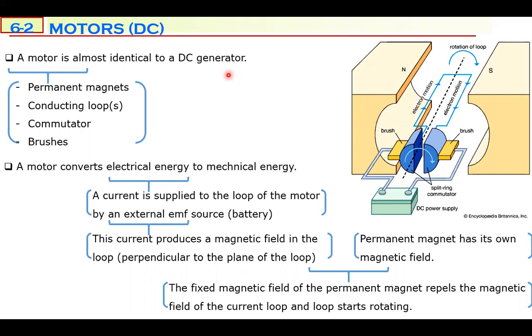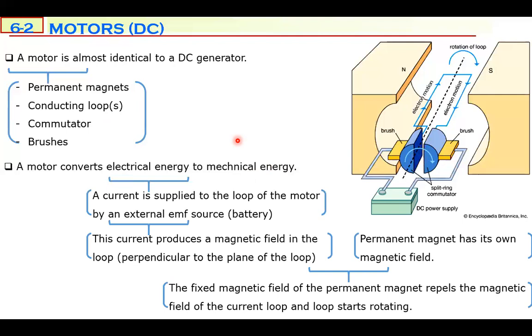The motor structure and the DC generator structure are identical. They have permanent magnets, yes. They have conducting loops, yes. They have commutators, as you see, the split slip ring, and brushes, yes. The only difference is that a motor converts electrical energy to mechanical energy, but a generator converts mechanical energy to electrical energy, the reverse. So you can use a motor as a generator, or you can use a generator as a motor.